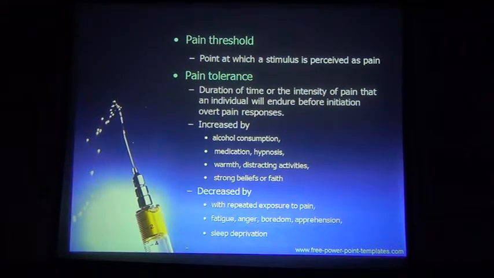So, defining pain threshold and pain tolerance. Pain threshold is the point at which a stimulus is perceived as pain. Whereas pain tolerance is the duration of time or intensity of the pain after which the patient gives an overt response. That's called pain tolerance. Pain tolerance is increased with alcohol consumption, hypnosis, warmth, distracting activities, and strong belief of faith. For example, in a temple where people go for meditation, the pain tolerance is increased. So there, we need a higher duration of time to initiate an overt response, or the intensity of the pain stimulus should be more to exert an overt response.